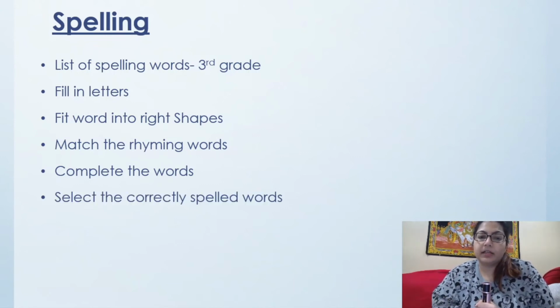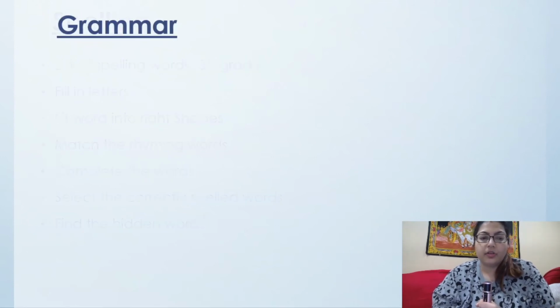Select the correctly spelled word. So jumble words again, a set of 2-3 misspelled words, and one should be the correct one, and you have to identify that. Find the hidden words, more like a word search.